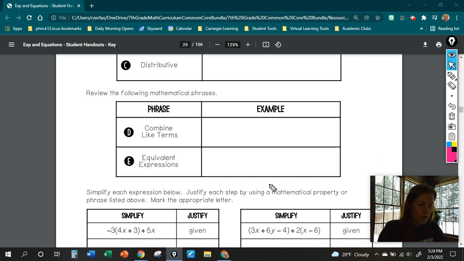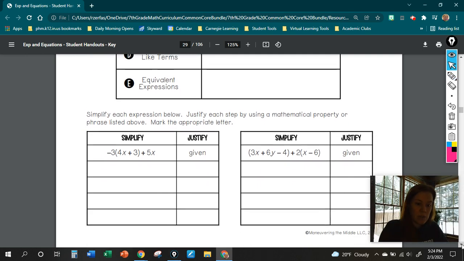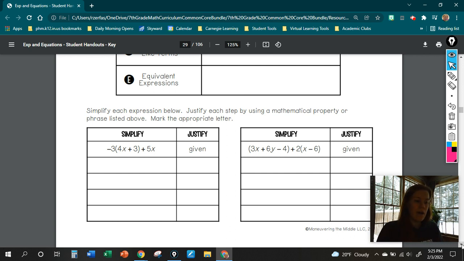Okay, so let's move on to these bottom tables to practice using our properties to simplify expressions as much as we can. So we're going to simplify each expression, and we're going to justify each step by using a mathematical property or one of those phrases like combining like terms or equivalent expressions. So you always want to start with distribution if you can. So always start with distribution. So check out this first problem.